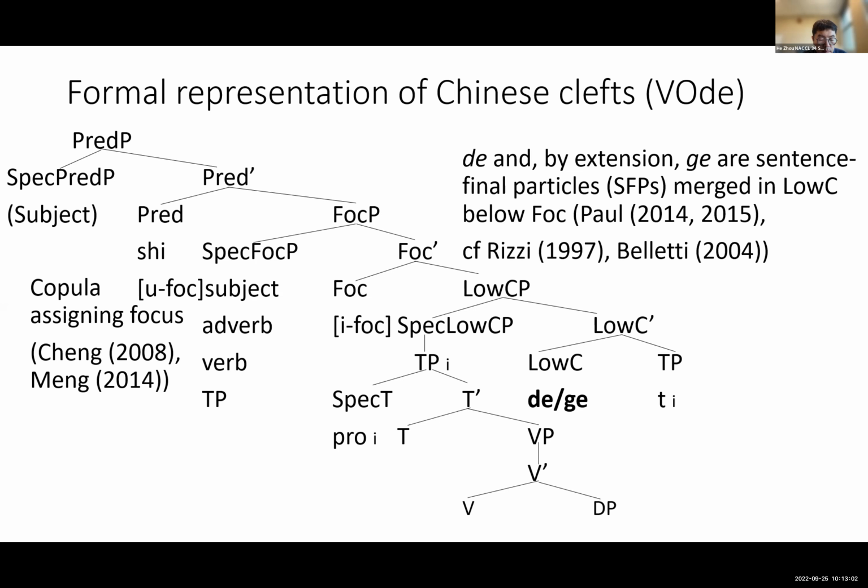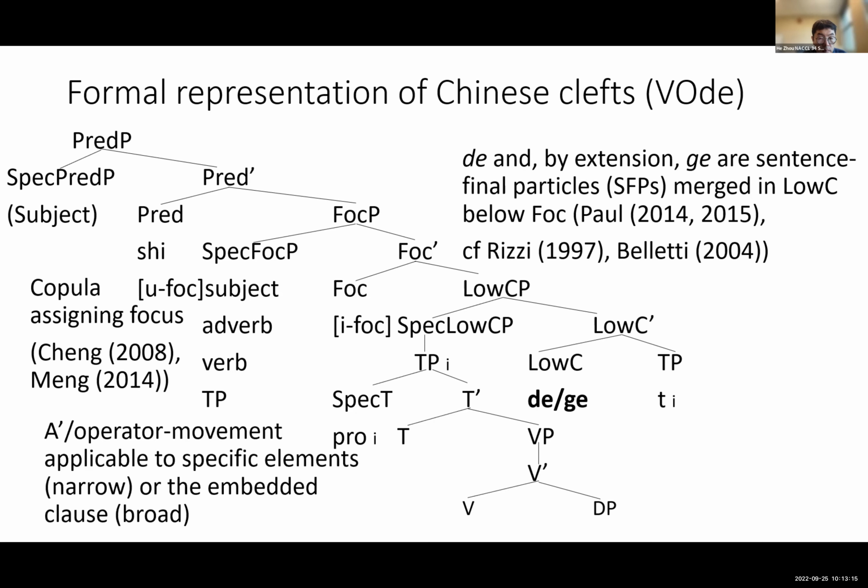And here, given that the de and ge have scope over the entire clause, the TP, we can move various things to the specifier of FocP in order to derive focus. So here, we can move specific bits like subject and adverb and verb, etc. Or we can move the entire clause, the entire TP, to the specifier of FocP in order to derive broad focus. Hence, we get this narrow and broad foci.